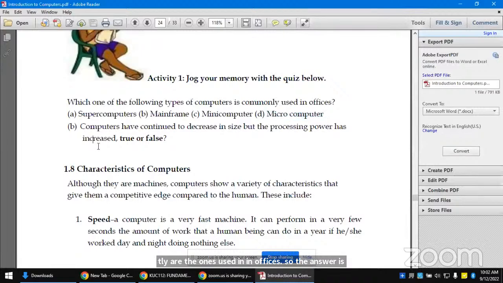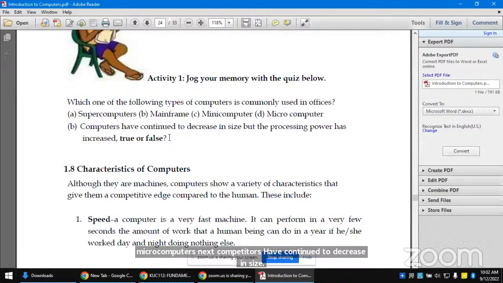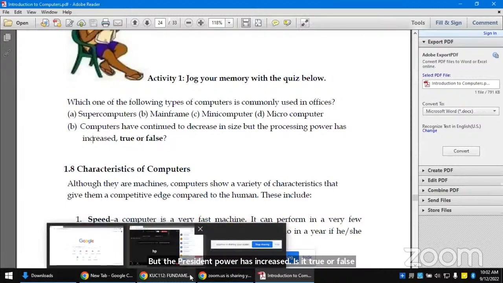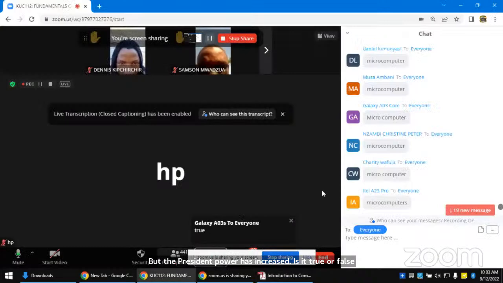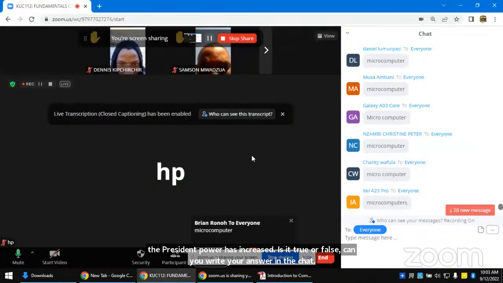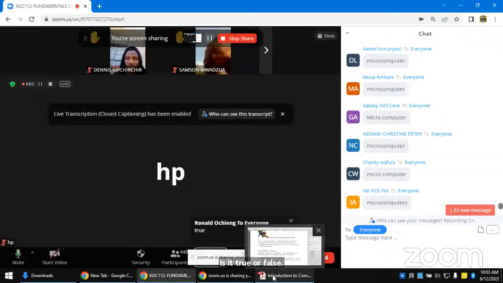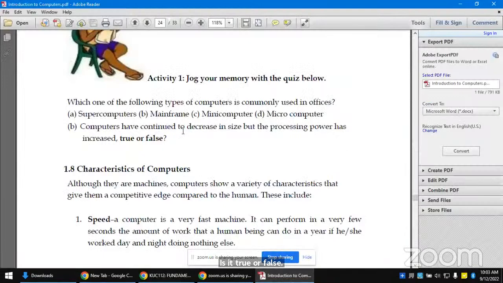Next, computers have continued to decrease in size, but their processing power has increased. Is it true or false? Can you write your answer in the chat? Is it true or false? Can you type if it's true or it's false?